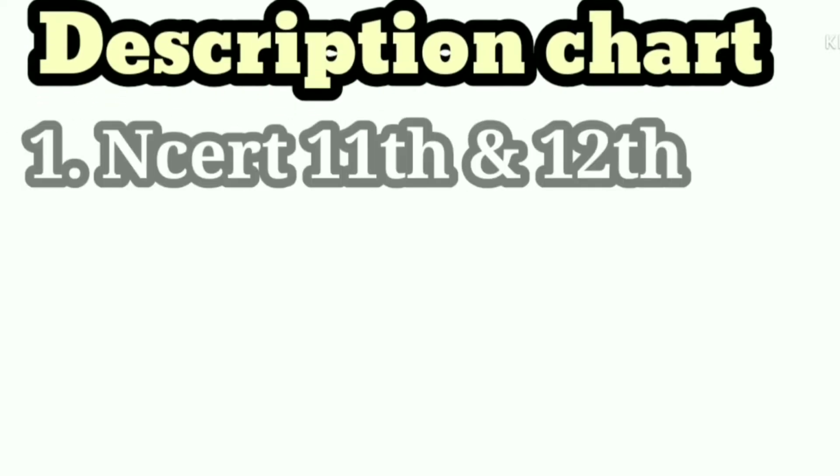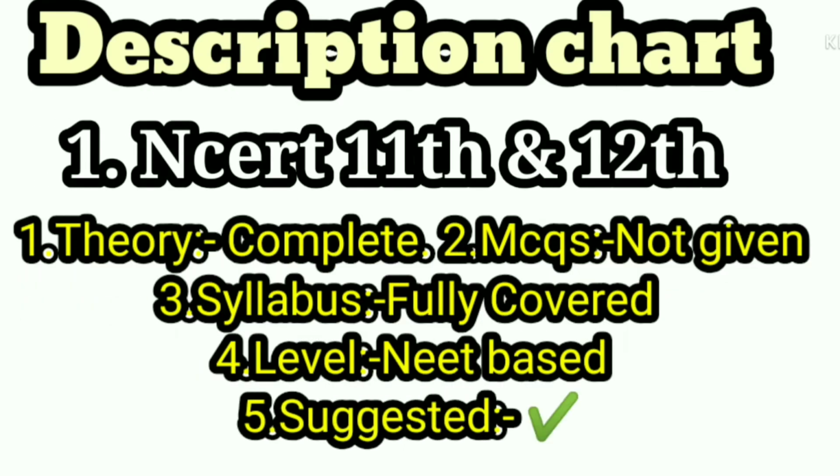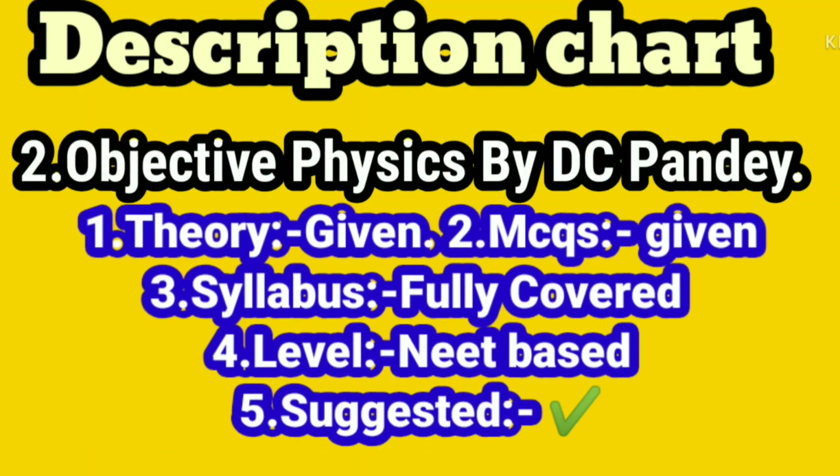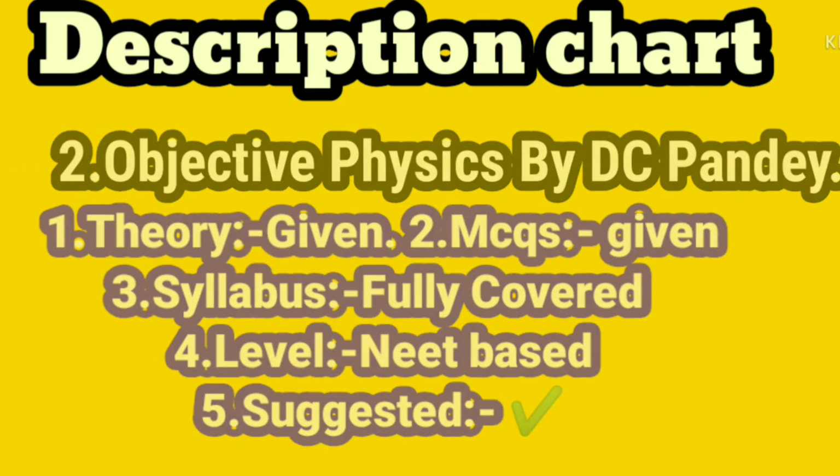Let's move on to the description chart. Here the description chart says, NCERT 11th and 12th: theory complete, MCQs not given, syllabus fully covered, level is NEET based. Yes, I do suggest this book as in biology and chemistry. And now let's move on to the second book description chart. The second book is Objective Physics by DC Pandey. Theory is given, MCQs are also given, syllabus is fully covered, level is NEET based. Yes, I do suggest it, and I assure you, you would never regret buying this book.